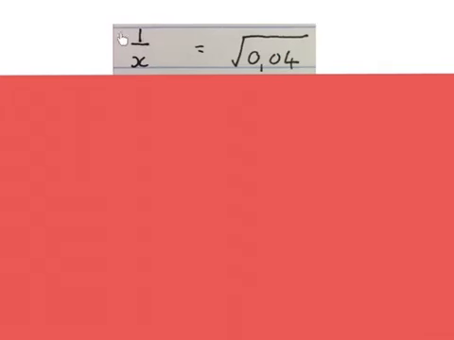In the first question, they're asking us to solve for x. Here we have 1 over x, and here we have the square root of 0.04. It's important to know in mathematics that there's more than one way to solve a problem. I'm going to take one of the techniques.